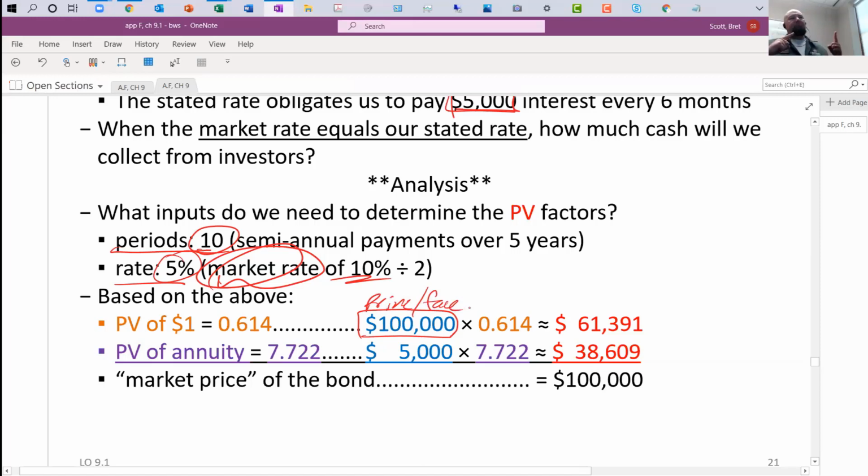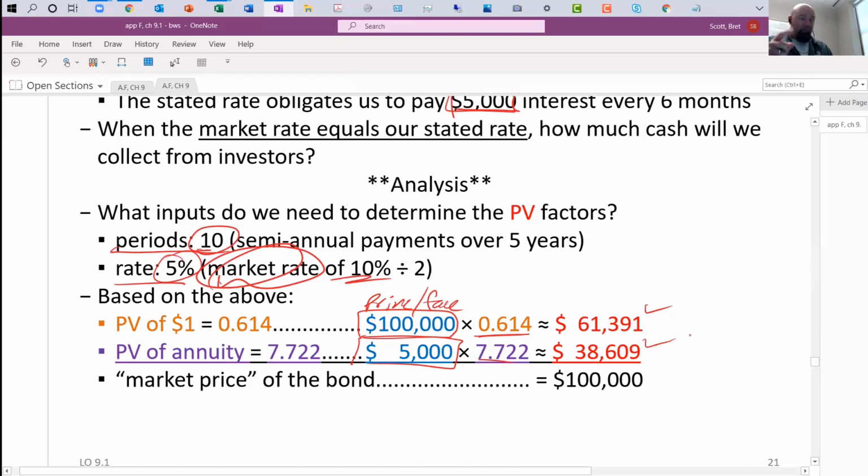100,000, that's how much I've paid my investors back at the end of 5 years. Multiply that by the present value factor of a single amount. Gets me $61,000. But there's also the present value of the annuity, which is $5,000 every 6 months for 5 years, times 7.722. Present value of those is 38,609.